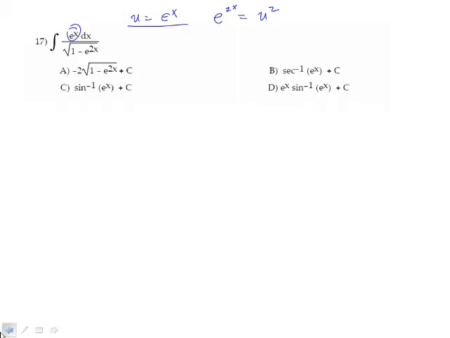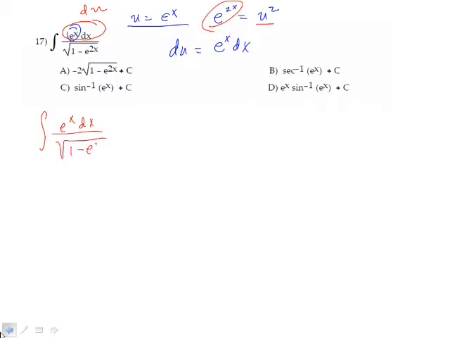So if we let u equal e to the x, we've got du is equal to e to the x dx. So e to the x dx is going to become du, and e to the 2x will become u squared. So the integral of e to the x dx divided by the square root of 1 minus e to the 2x equals du divided by the square root of 1 minus u squared.